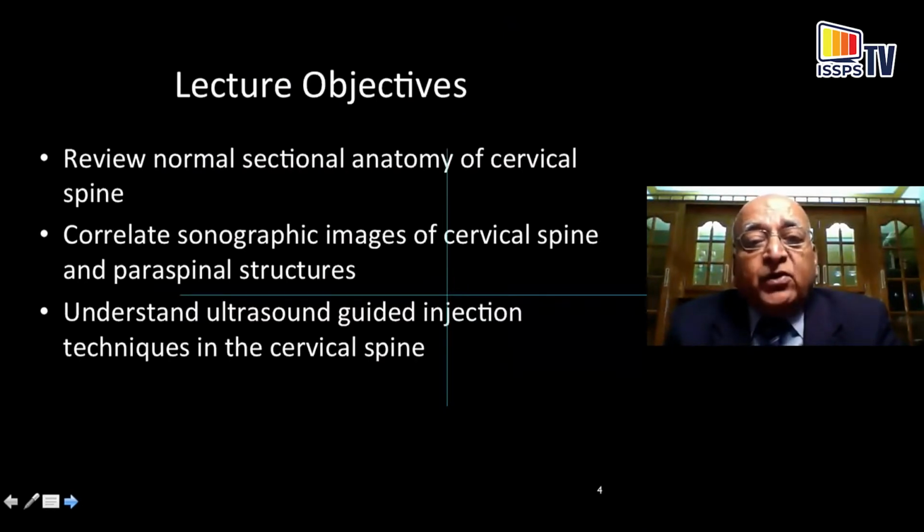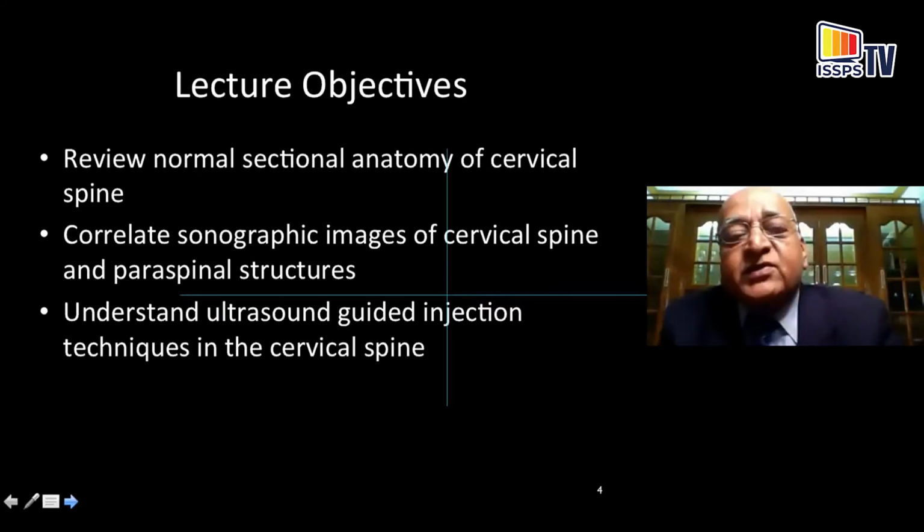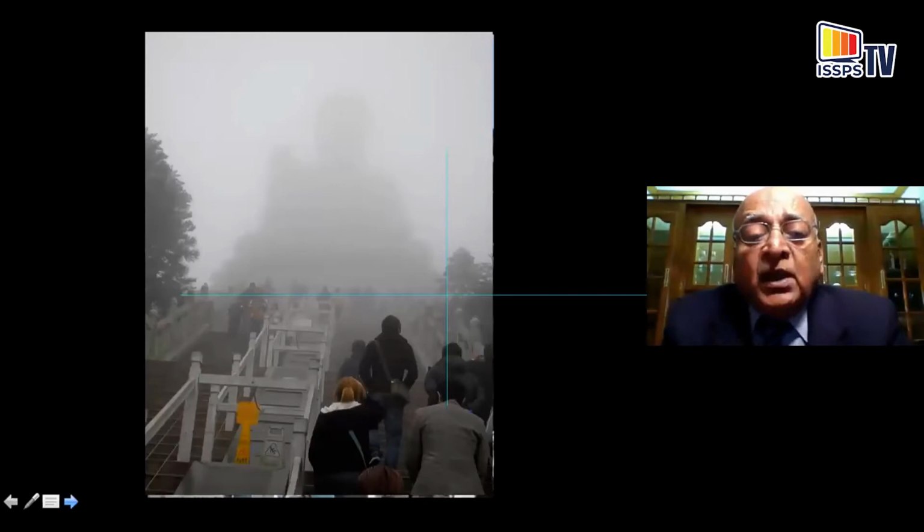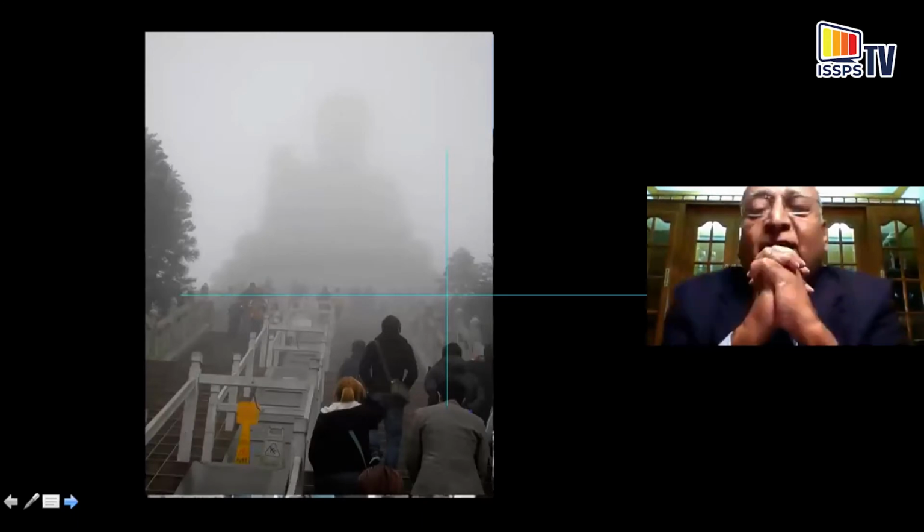What I plan to do today is to review normal sectional anatomy of the cervical spine, most of which will be covered by George later on. I would like to correlate the sonographic images of cervical spine and paraspinal structures, and understand ultrasound-guided injection techniques in the cervical spine.